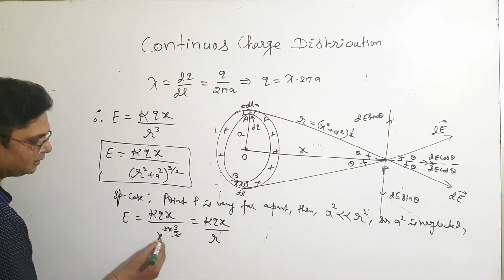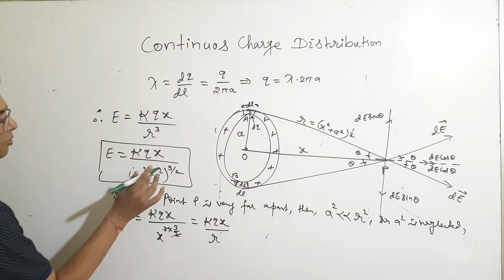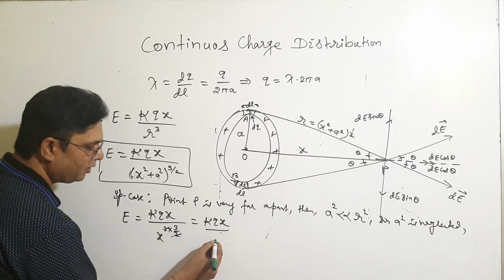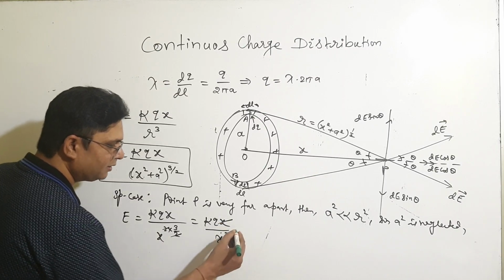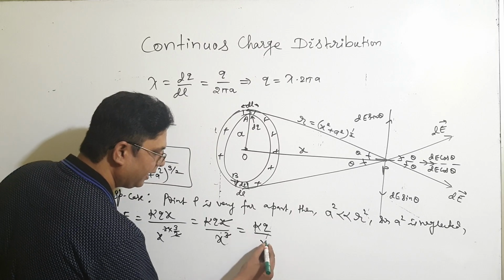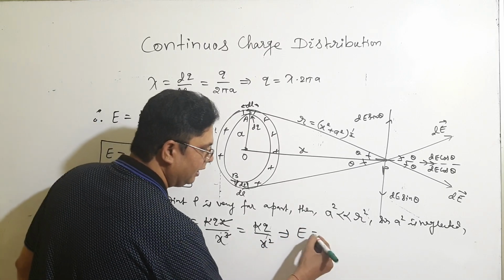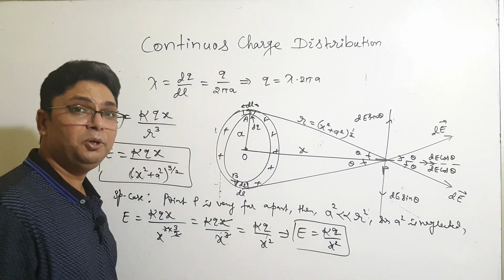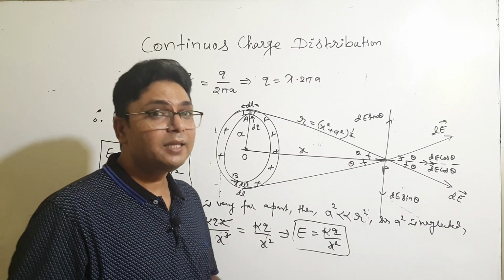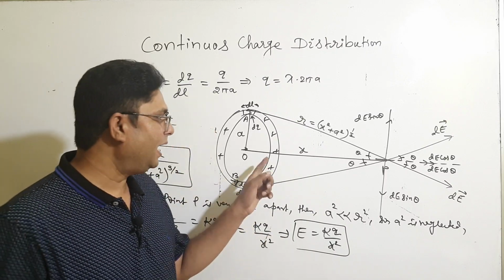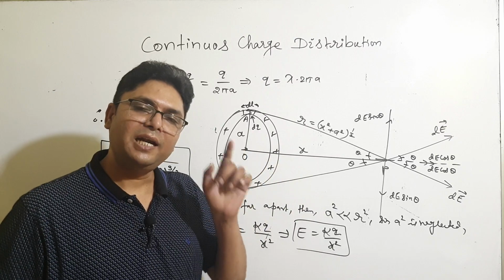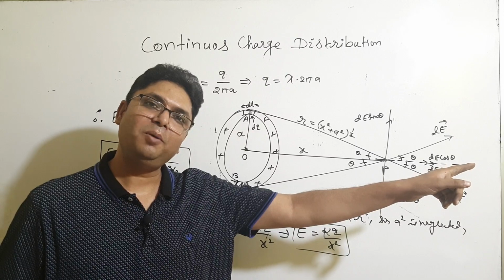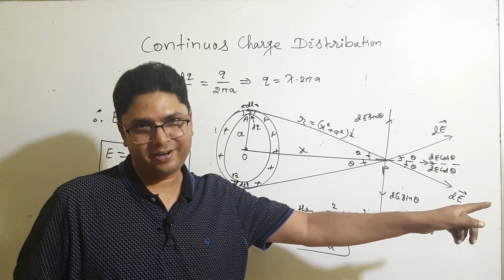Here is x, see that this is x from the board. So we have x cube. Now cancel this x, so you have k q upon x square. So what you get is E equals k q upon x square, and this is the electric field due to a point charge. This means that a charged ring produces an electric field equivalent to a point charge when the point is very far apart on the axis of the ring.